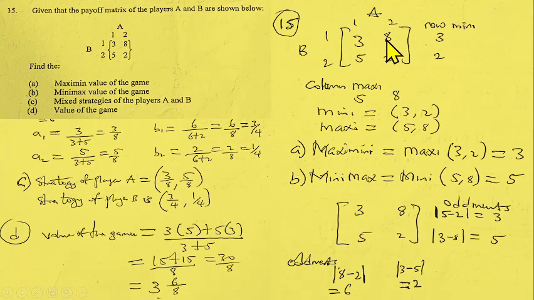I can also do 8 multiplied by 2 plus 2 multiplied by 8 divided by 8 plus 2. I can also do 5 multiplied by 2 plus 2 multiplied by 5 over 5 plus 2 to find the value of the game. You should get the same answer. So like I said, I have 3 multiplied by 5 plus 5 multiplied by 3 divided by 3 plus 5. So that will be 15 plus 15 over 8. That will be 30 over 8. And that will give us 3 and 6 over 8 as the value of the game.